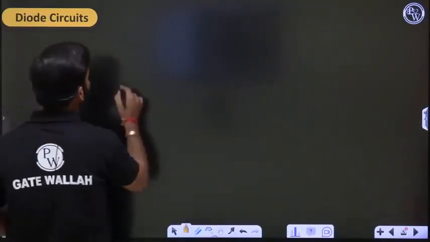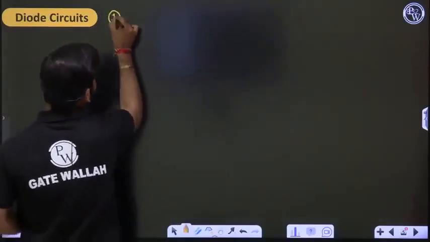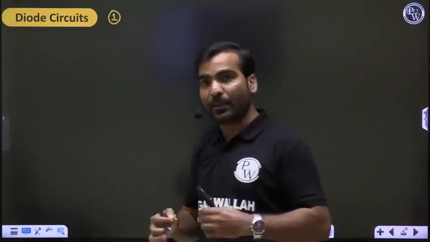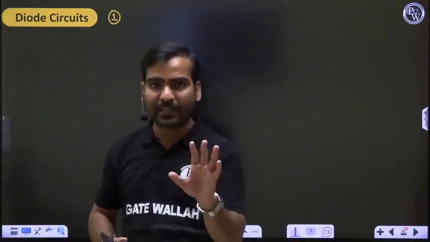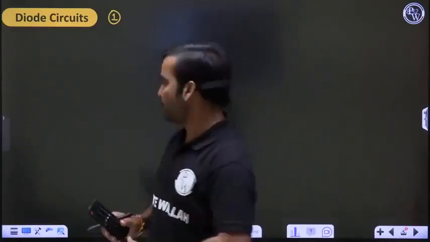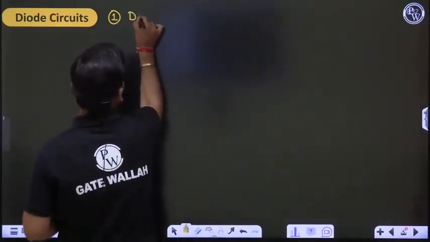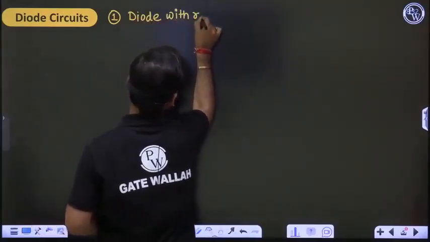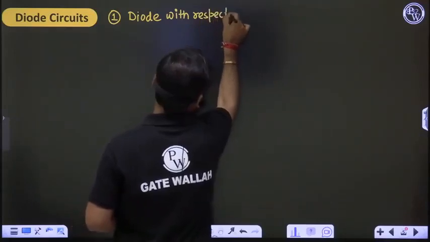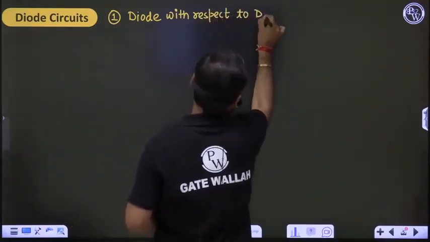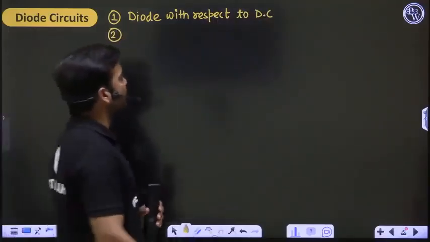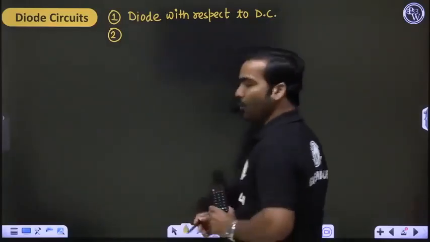In the diode circuit, what will we discuss? First topic is diode circuits with respect to DC. We will discuss circuits where a diode is present along with some DC sources, like a DC current source or DC voltage source. So the first topic is diode and DC networks, or diode with respect to DC.